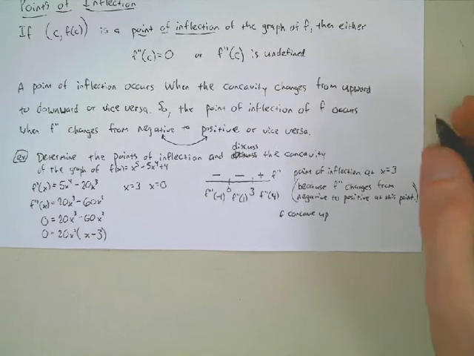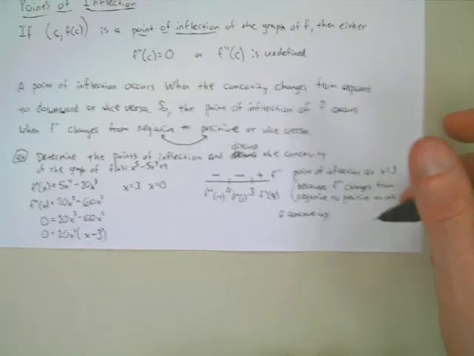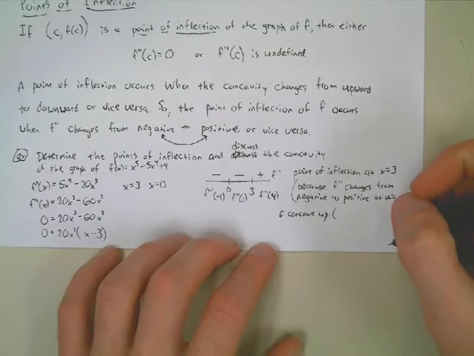All right. F is concave up for what interval here? Ask Caleb. Someone else. Emma. 3.